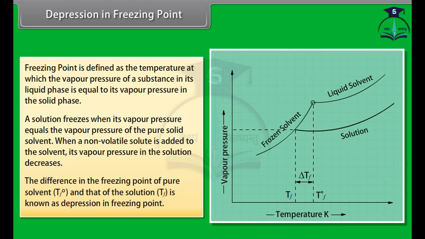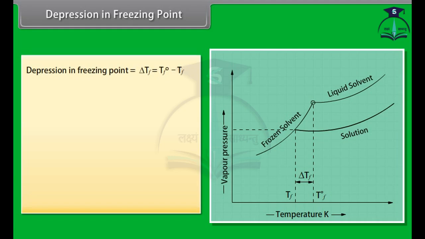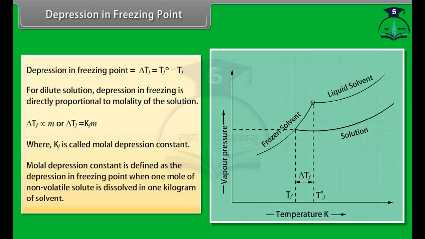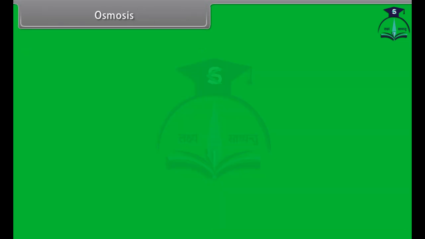The difference in the freezing point of pure solvent and that of the solution is known as depression in freezing point. Depression in freezing point is denoted by delta Tf, which is equal to Tf naught minus Tf. For dilute solution, depression in freezing point is directly proportional to molality of the solution. Kf is called molal depression constant. Molal depression constant is defined as the depression in freezing point when 1 mole of non-volatile solute is dissolved in 1 kilogram of solvent.